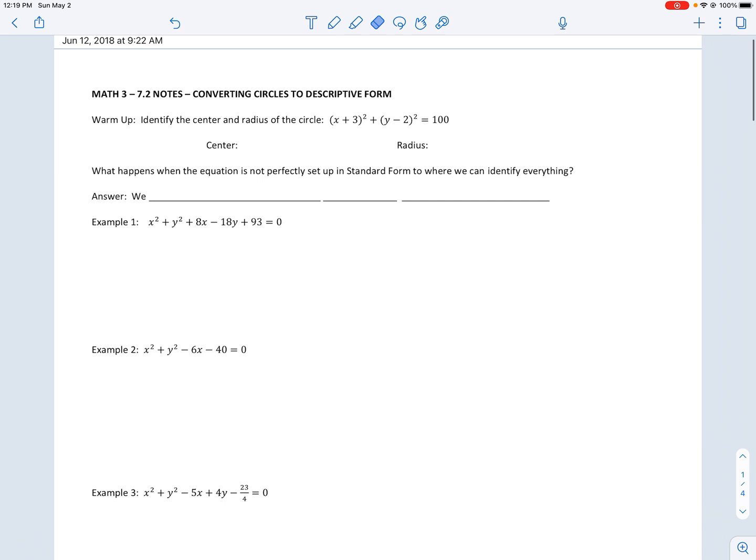So remember, our general form, our descriptive form is (x minus h) quantity squared, plus (y minus k) quantity squared equals r squared. Remember, that's the descriptive form. That's the form that we went over in 7.1. So our warm-up is in that form.